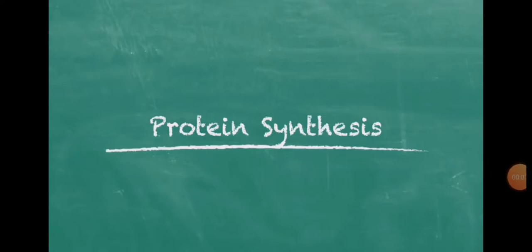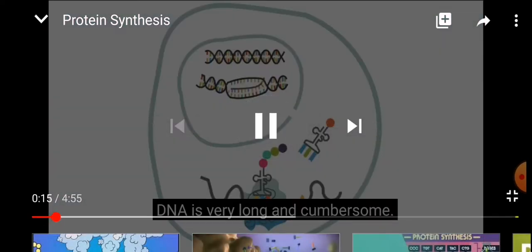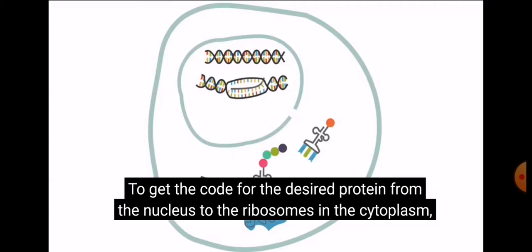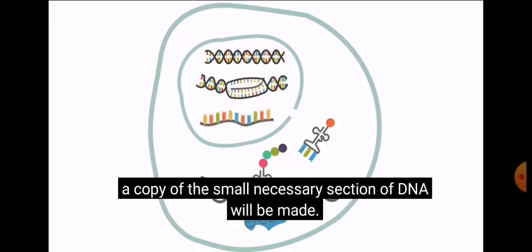Let me show a very small video on protein synthesis. DNA is very long and cumbersome. The strands of DNA also code for many different proteins. To get the code for the desired protein from the nucleus to the ribosomes in the cytoplasm, a copy of the small necessary section of DNA will be made.